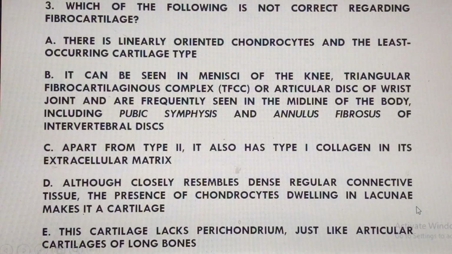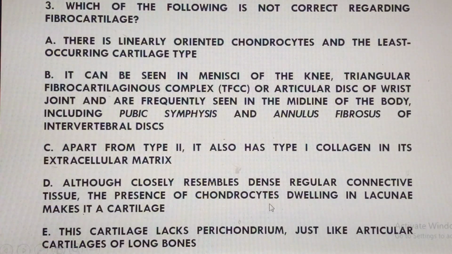Although it closely resembles dense regular connective tissue, the presence of chondrocytes dwelling in lacunae makes it a cartilage. That's a very true statement. It closely resembles and of course blends with the fibrous tissue that is around it. So you might think it is a dense regular connective tissue that you are seeing, but no. Once you can see chondrocytes lying in lacunae in a row, or linearly, then you know that you are looking at fibrocartilage.